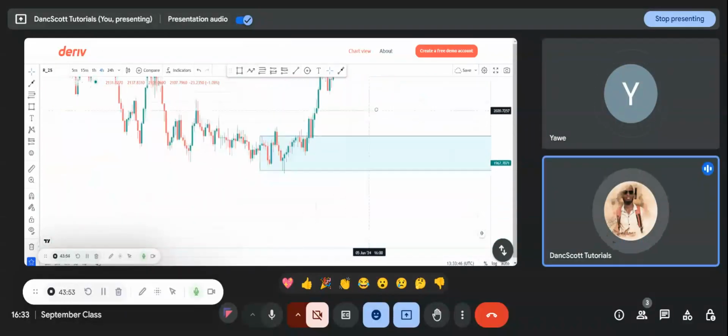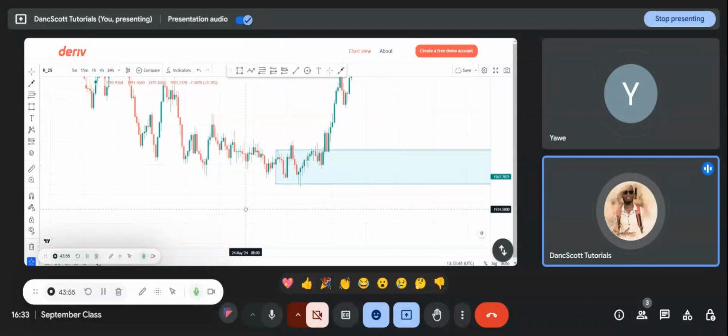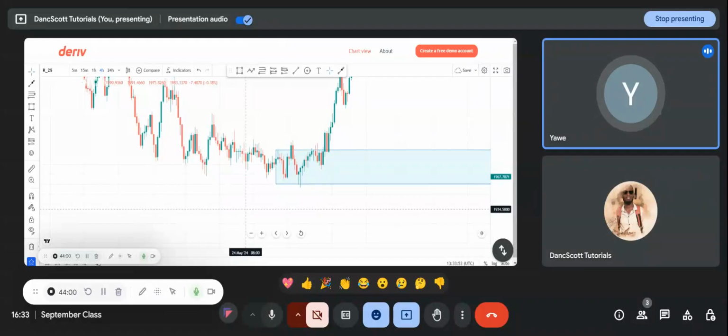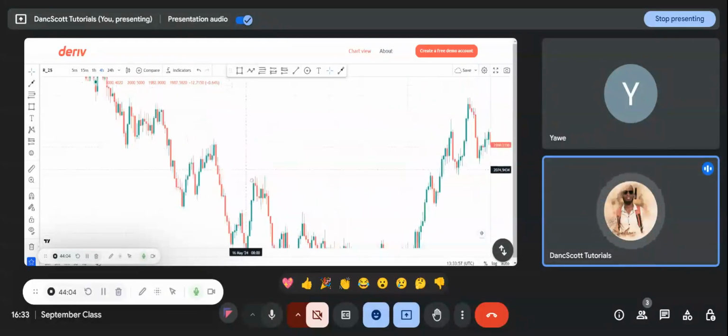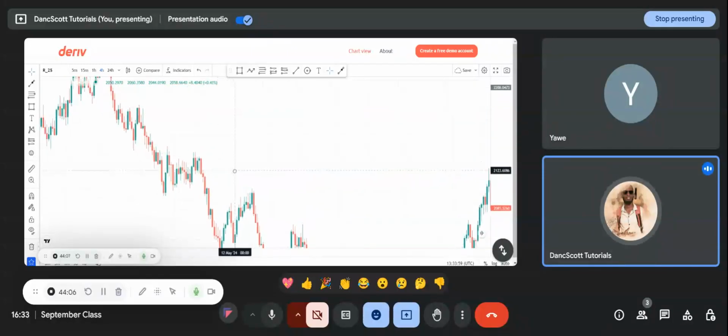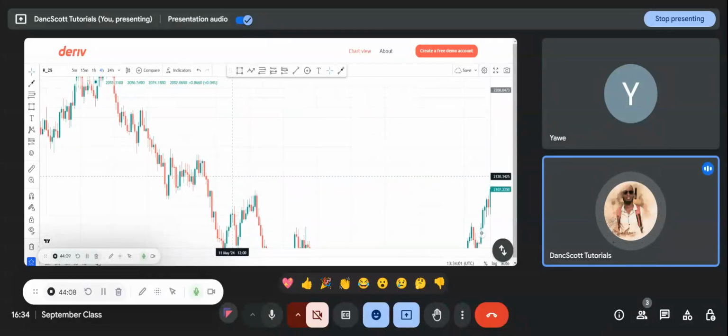So let's look for the falling wedge now. Okay, it was getting very interesting though. Yeah, when it gets interesting, and you start to see how you're about to make money.